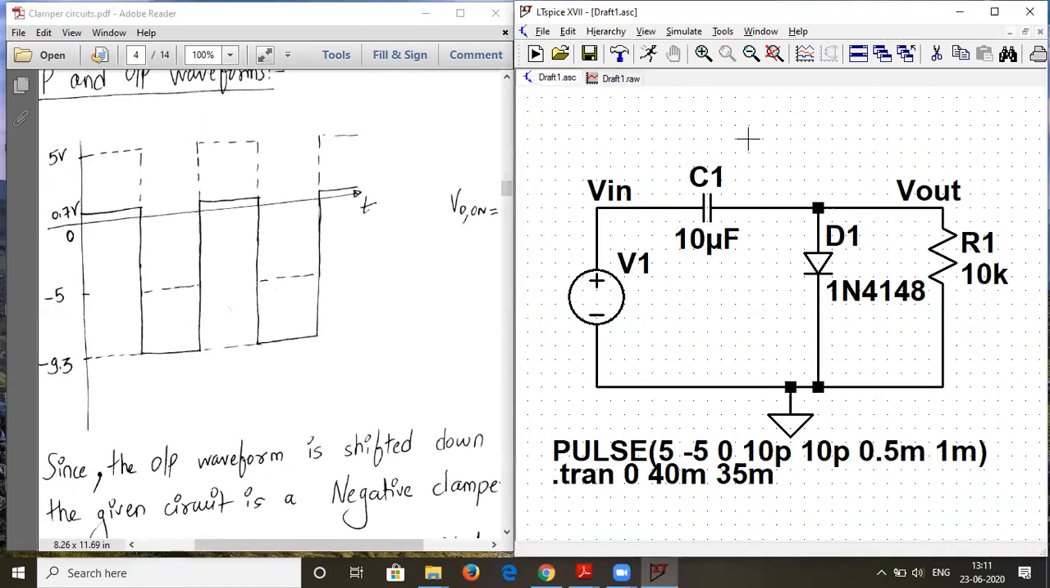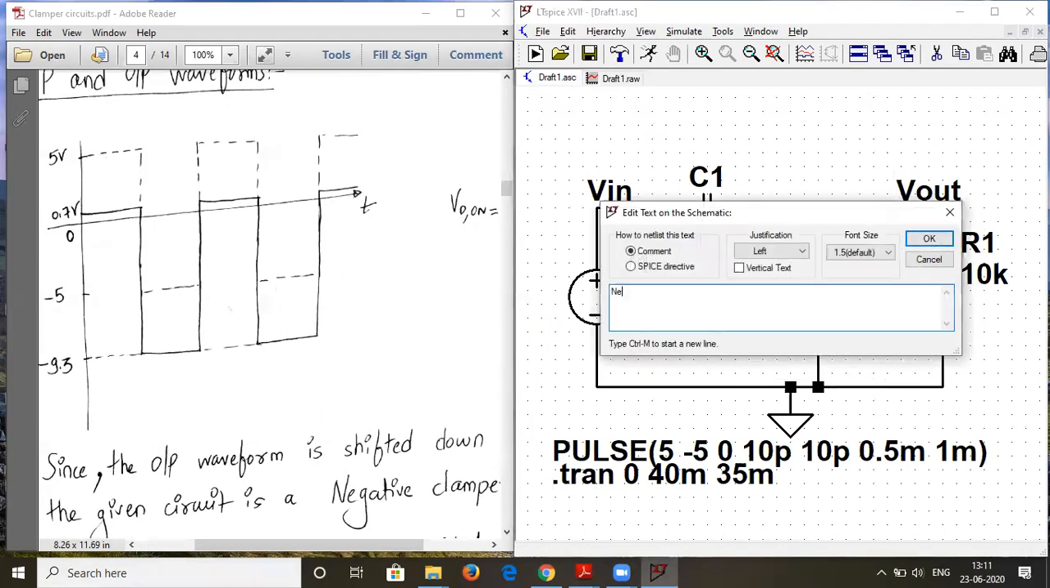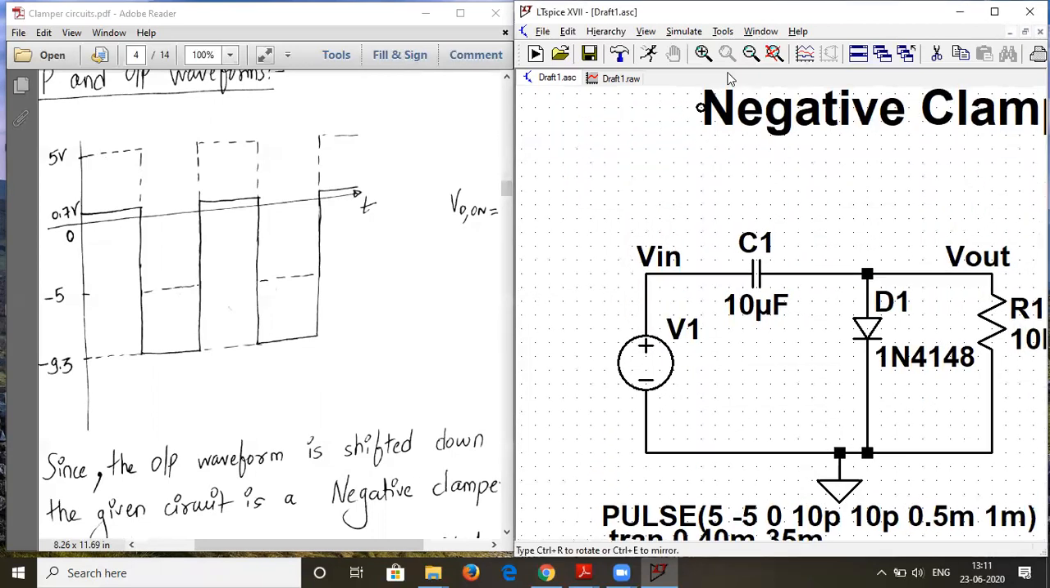So this circuit has a name. This is called a negative clamper circuit. So let me define that name over here. So this is your negative clamper circuit.